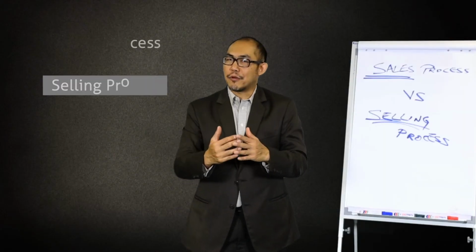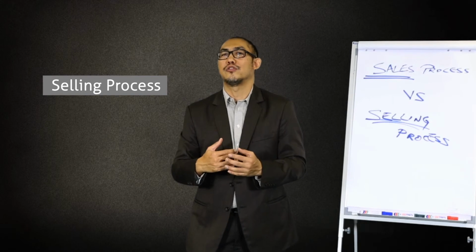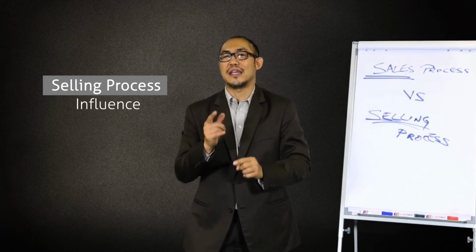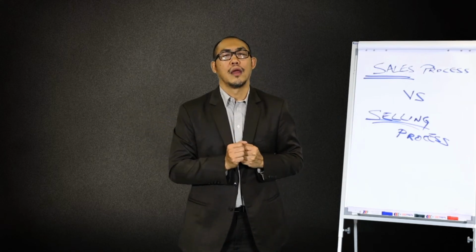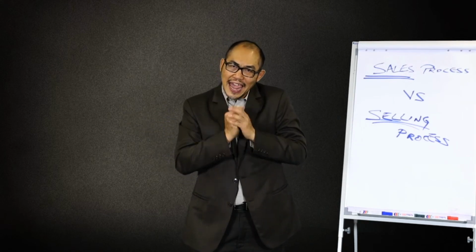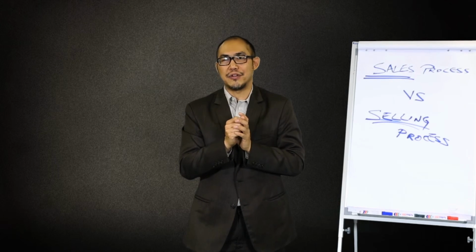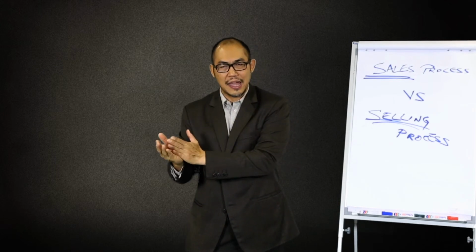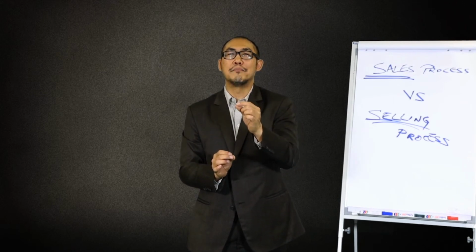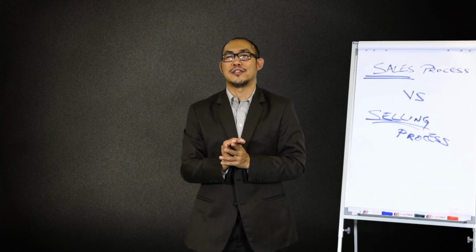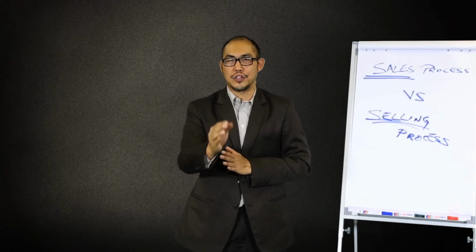Now, the selling process is a little bit different. Our objective is not to increase velocity, but to increase influence. Influence is key because at the end of the day, it's not necessarily about one step to another step to another step. Sometimes it's not the logical sequence. Sometimes it's the ability to have influence over the customer in how you're handling that situation.